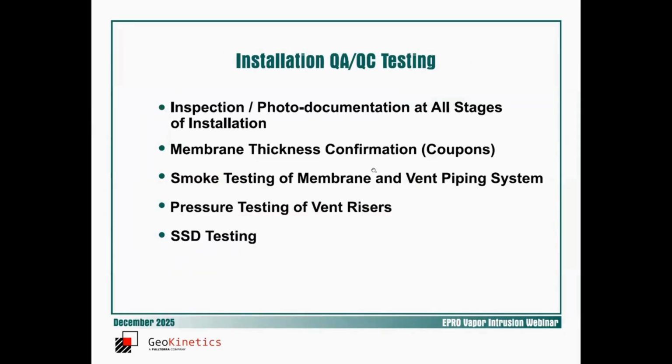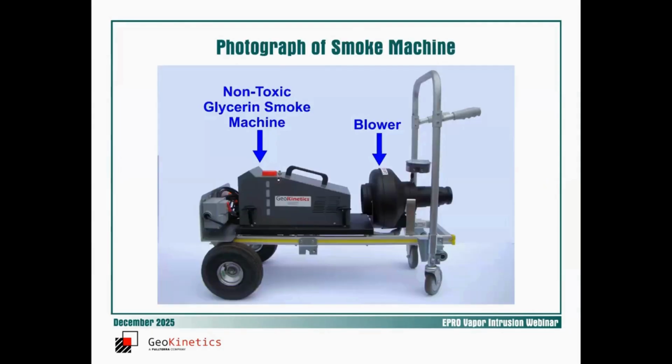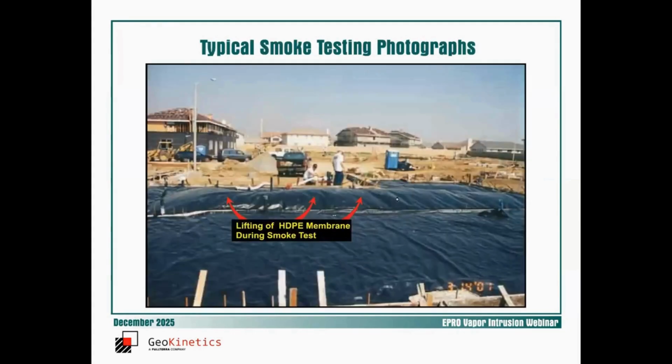Installation QA/QC testing, these are all standard protocols. One of those is smoke testing, which is pretty critical. Typical smoke testing apparatus: non-toxic smoke like you might see at a concert venue, and a blower to pass the smoke through the vent piping and underneath the membrane. This is a 24-year-old photo taken during the early years of this type of testing, which started in the 1990s.